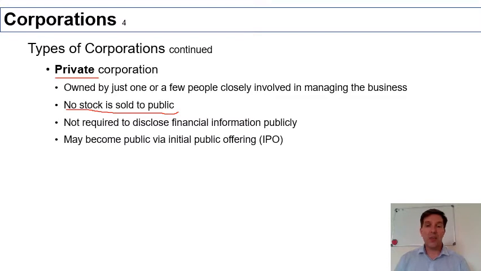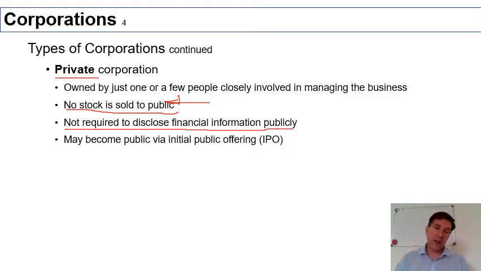Now, the nice thing about having a private corporation, although they have a limitation in the amount of capital that they can acquire, because not everybody can buy stock, is that they do not need to disclose their financial information publicly. That doesn't mean they don't need to prepare financial statements. Of course they do, because they need to file those with the IRS for tax purposes, but those are not public. And because of that, they don't need to tell the public how the company is doing or what they are thinking they're going to be doing in the future. So from a strategy perspective, this is an advantage.